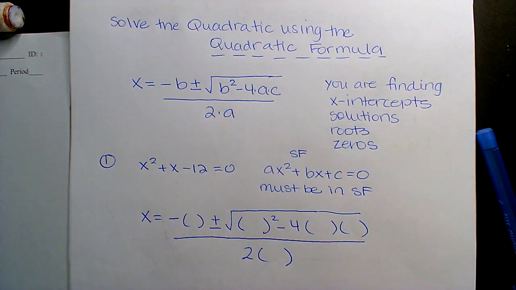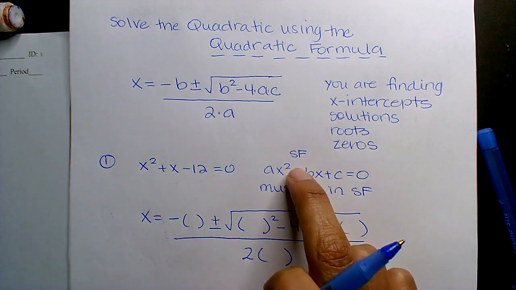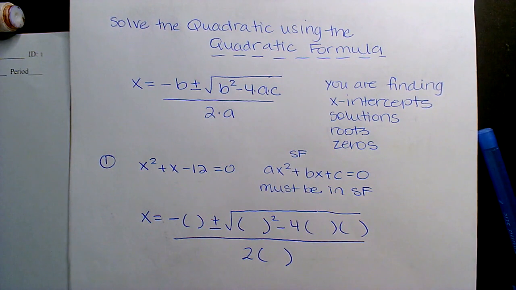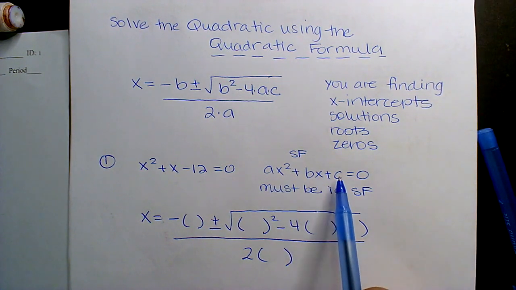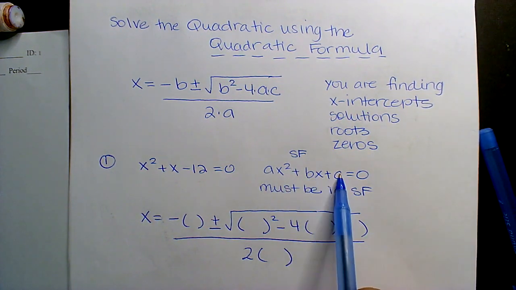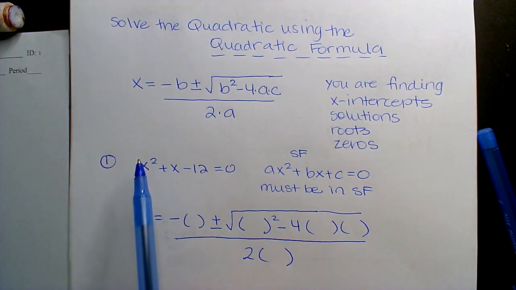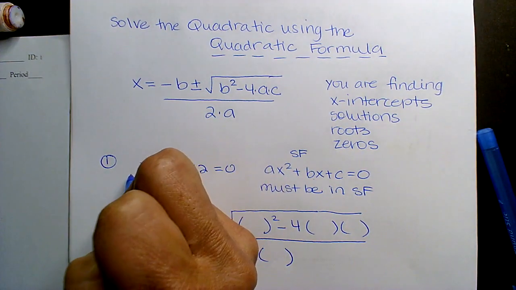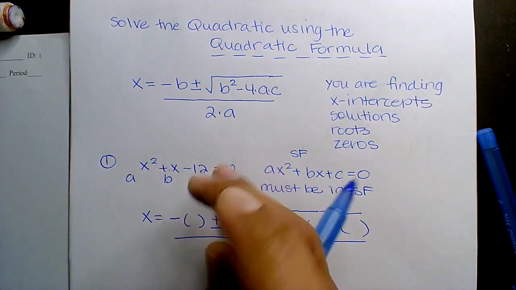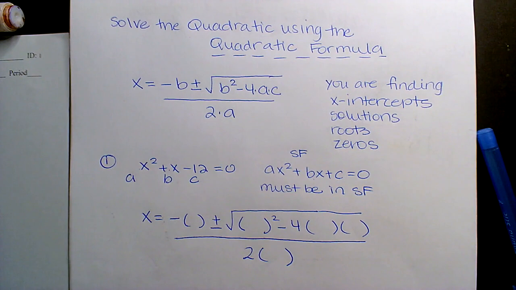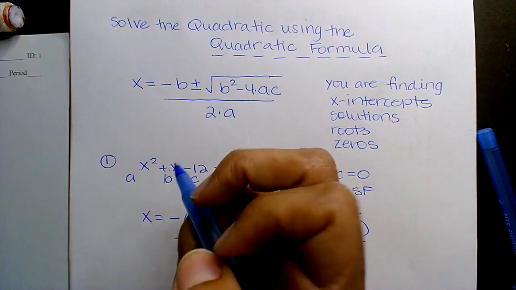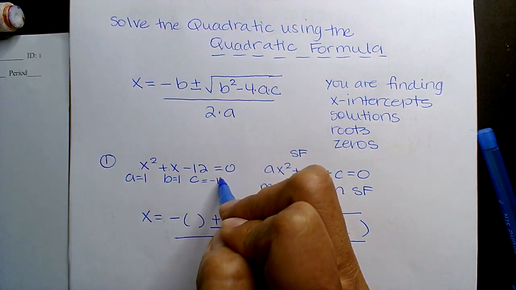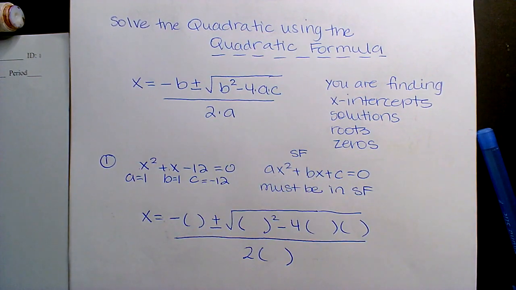Okay, so you have to have it in standard form. That's key, right? We were doing that with the factoring. So ax squared plus bx plus c, so that you get a, b, c, so you know how to substitute. So my a and my b and my c, and I'll write what the values are. Do you guys agree the a value is 1, the b value is 1, and the c is negative 12? Are you guys okay with that?